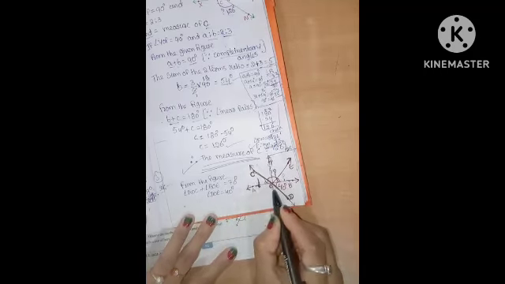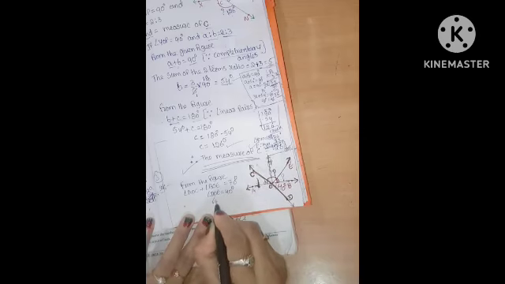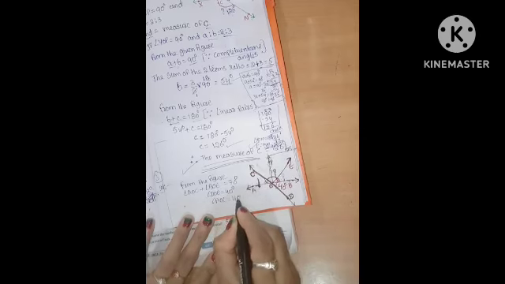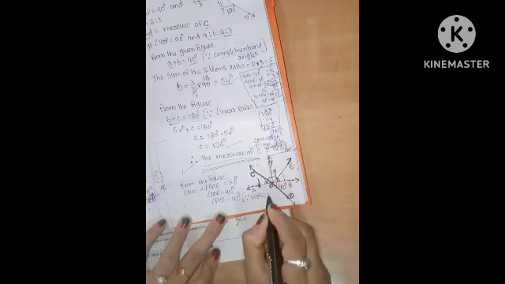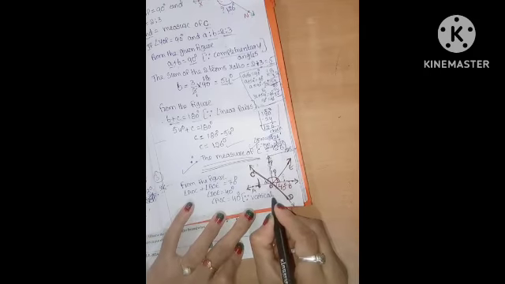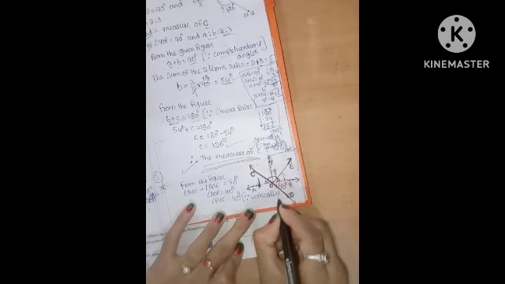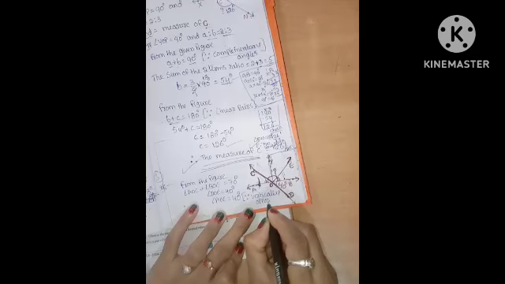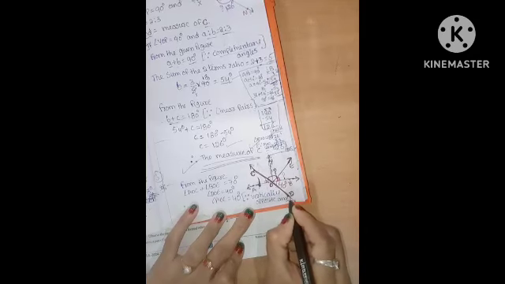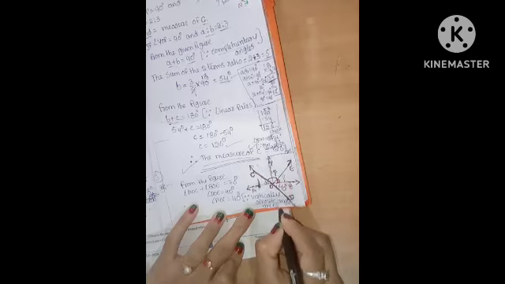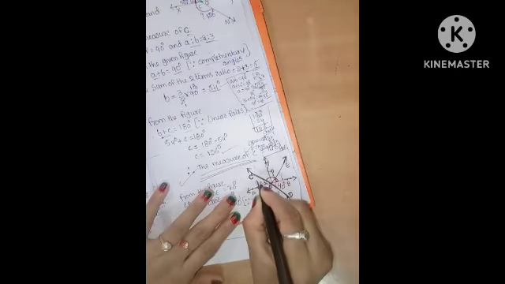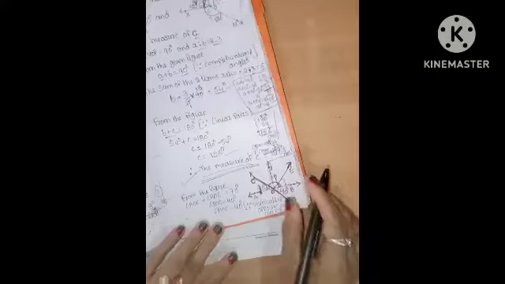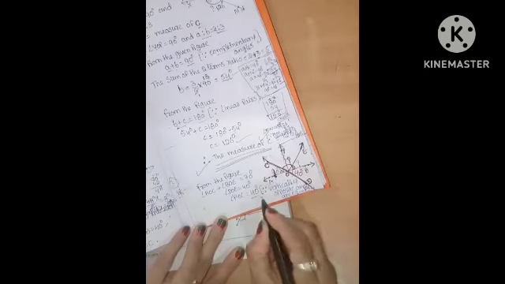So angle AOC is how much? Angle AOC is equal to 40 degrees. Why? Because vertically opposite angles are equal. Are you clear? Because DOE is 40 degrees, this is also the same, this is the opposite angle only. So that's why angle AOC is also 40 degrees. Are you clear? Are you understood?